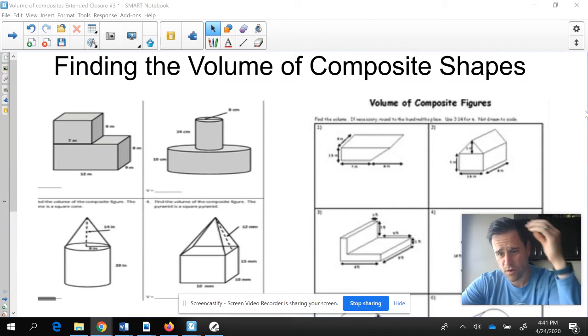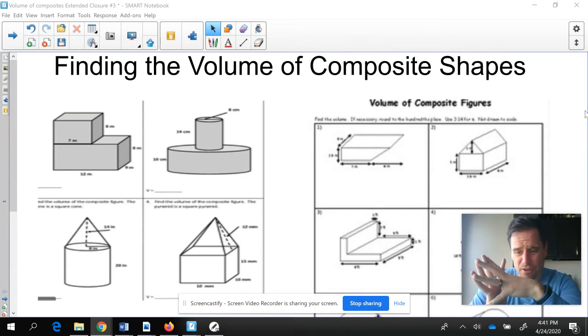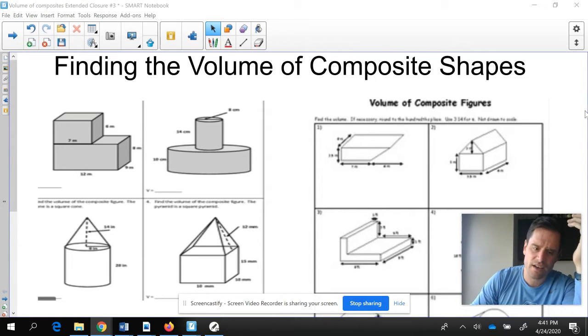Hey everybody, welcome back. We are continuing our knowledge of volume by finding the volume of composite shapes. Basically, everything you guys have learned about volume, we're taking it all and putting it together to solve some slightly more difficult shapes, but it's not too tough.